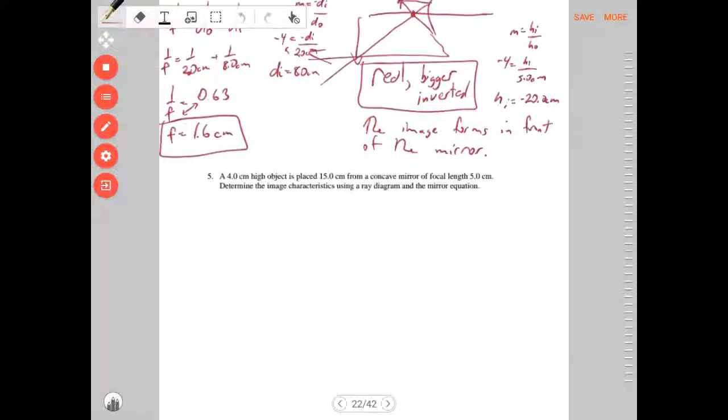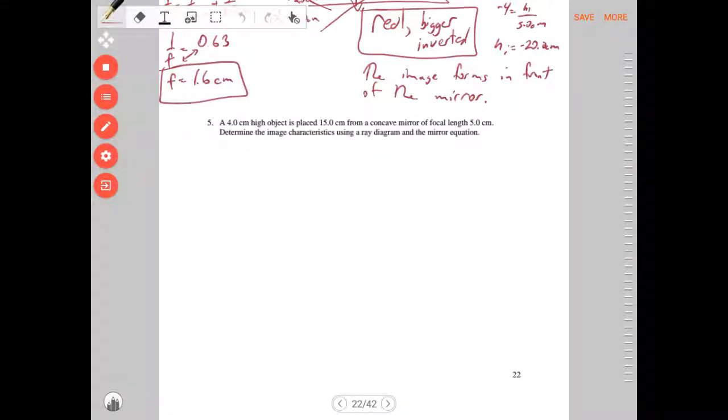Sorry, I flipped the page and shouldn't have. All right, number 5. A 4.0 centimeter high object is placed 15 centimeters from a concave mirror, focal length 5. Determine the image characteristics using a ray diagram and the mirror equation.